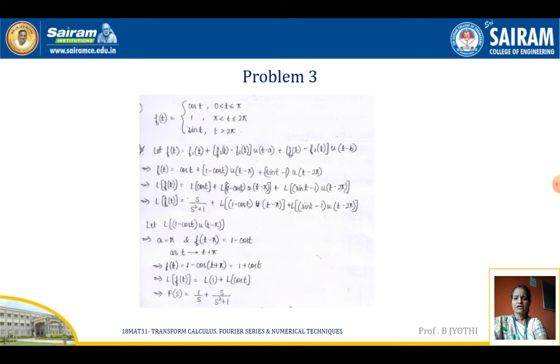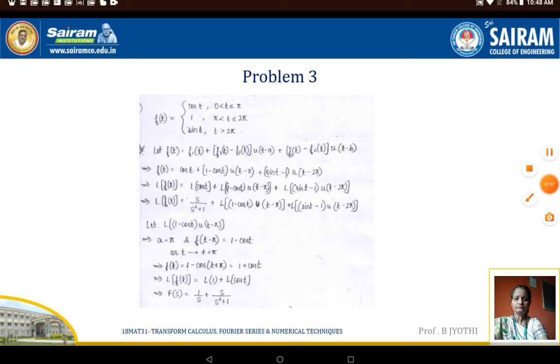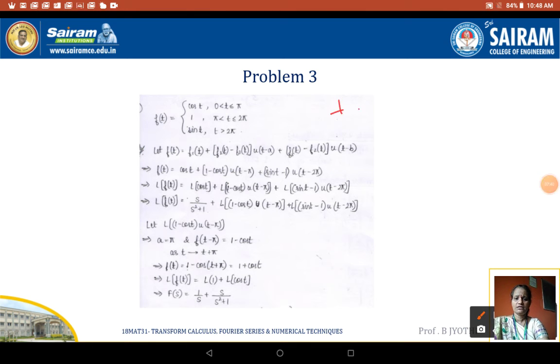Next problem, f of t is given by cos t when t is varying between 0 to pi, 1 when it is varying between pi to 2 pi, and sin t when it is greater than 2 pi. Here f1 is cos t, f2 is 1 and f3 is sin t. Okay, so let us write down the formula and we can name this. f1 is cos t, f2 is 1 and f3 is sin t.